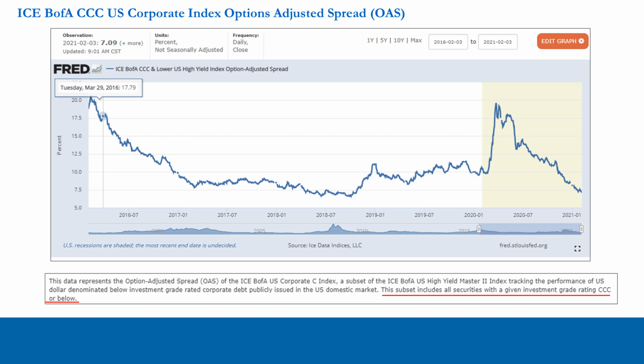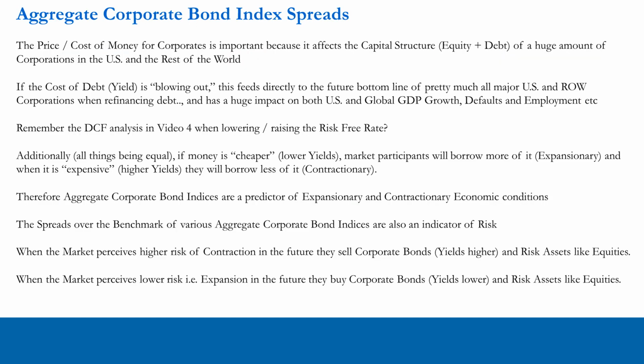markets. So let's put all this together and try to understand it a little bit better. In terms of aggregate corporate bond index spreads, let's try to understand it a little bit better. The price or cost of money for corporates is very important. It affects the capital structure of companies, so equity and debt. It affects the capital structure of a huge amount of corporations in the United States and the rest of the world.